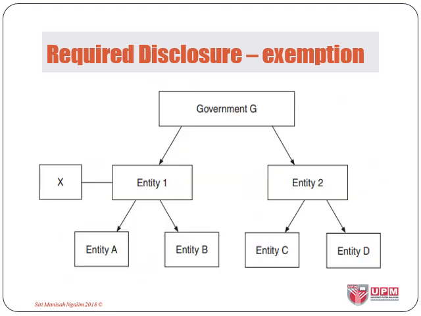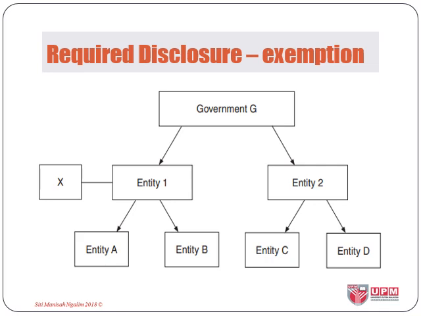Let's consider this example, taken from the illustrative example of the standard. Government G directly or indirectly controls entities 1 and 2 and entities A, B, C, and D. So here, entities 1, 2, A, B, C, and D are all government-related entities. Let's say there is also person X, who is a member of the key management personnel of entity 1.